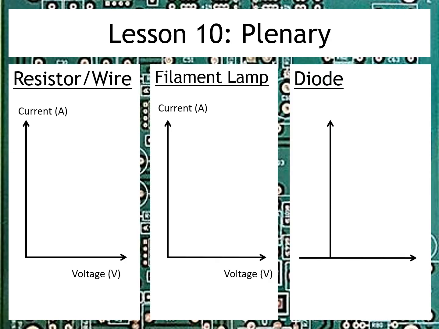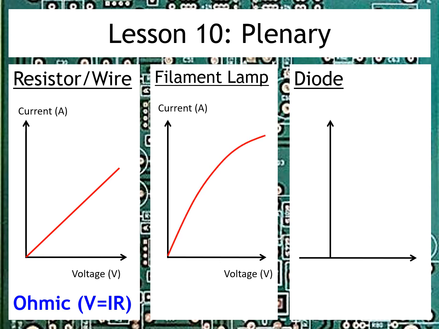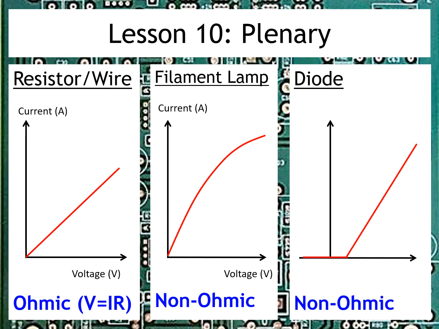So this slide then shows the three different components together. So you can see the graph for resistor or resistance wire, filament lamp and diode together. This is a very common exam question. I know it's not why we learn physics just for exams, but they do like to show these graphs to make sure that you can work out which one is which and label them correctly.